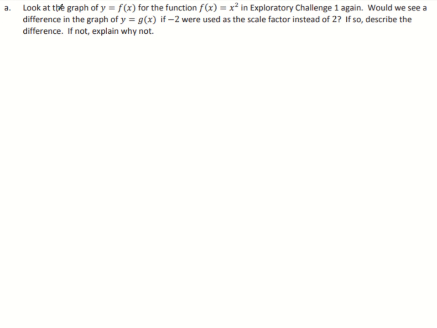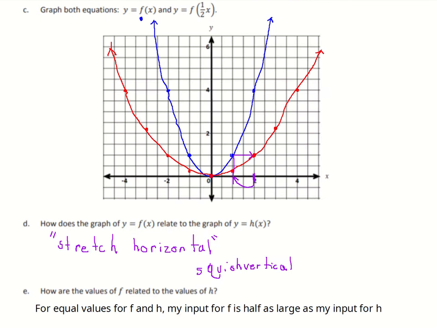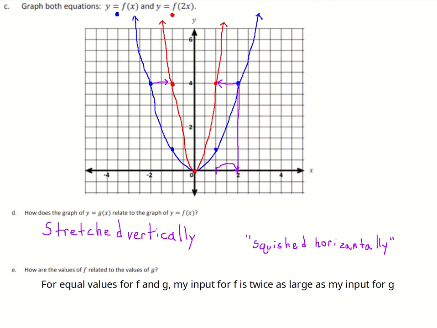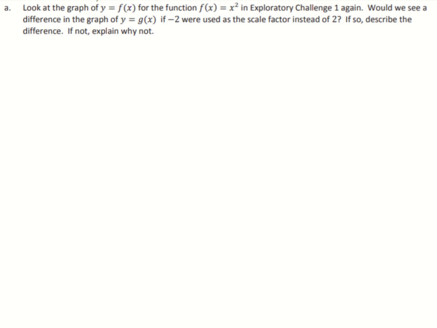A here says, hey, look at the graph of y equals f of x for the function f of x equals x squared that we did in exploratory challenge 1 again. Would we see a difference in the graph of y equals g of x if we used -2 as our scale factor instead of 2? So back to this first example. If instead of it being f of 2x, what if we did f of -2x?